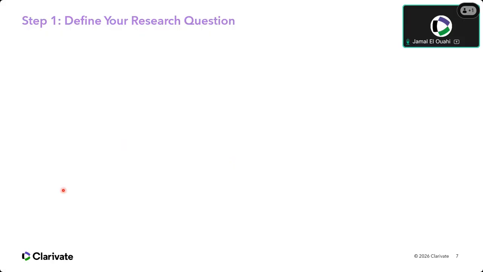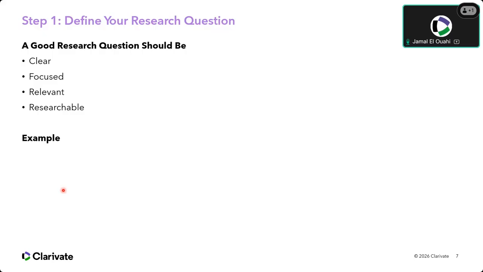Step 1: how do you define a research question? As I mentioned, each step of the process is structured. For the research question, we know that a systematic review is only as good as its research question. So a weak question leads to weak results. A good question should be clear, specific, focused, relevant, researchable.